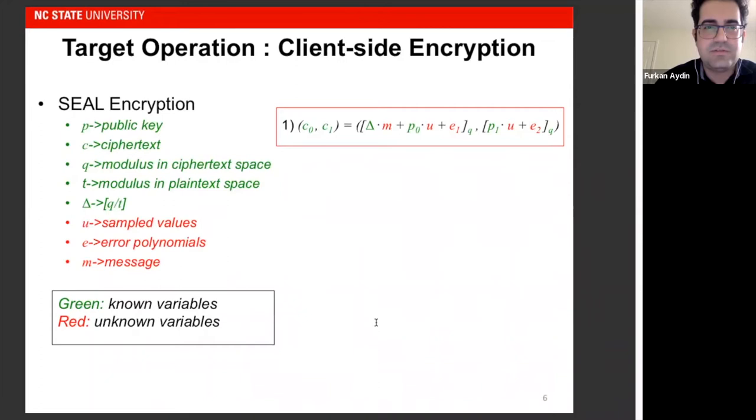Let's go to the details of our attack. We analyzed the CL encryption part, and you can see some green colors. They are publicly known variables, but red colors are unknown variables. This formulation is for the ciphertext.